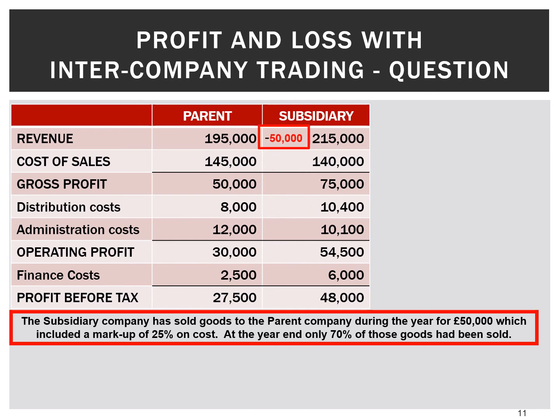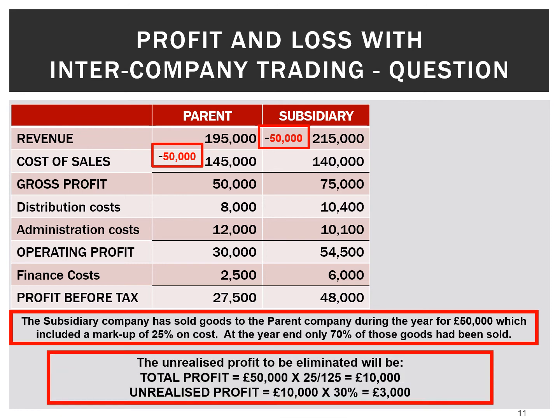So if we now look at the adjustments, the first thing we always have to do is reduce revenue and reduce cost of sales by the intercompany transaction. But then we've got to make a further adjustment to cost of sales to eliminate the unrealized profit that's incorporated into the stock value at the year end.